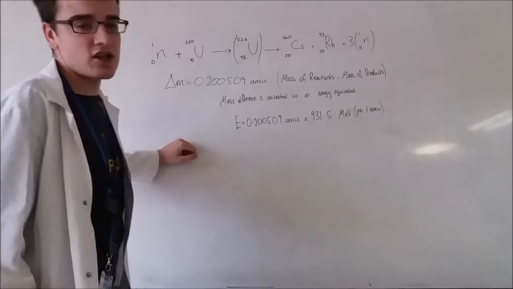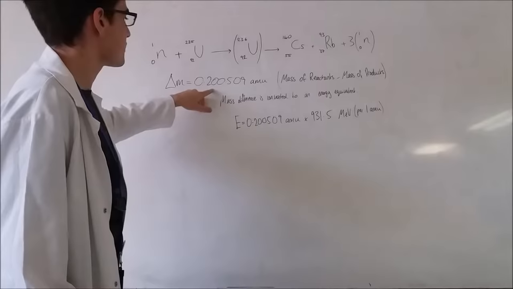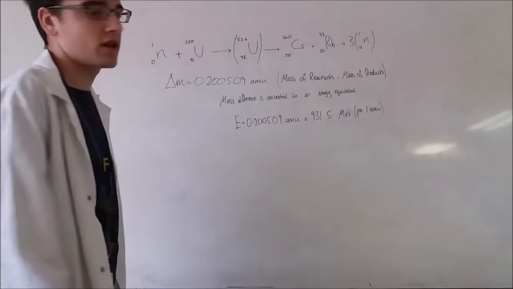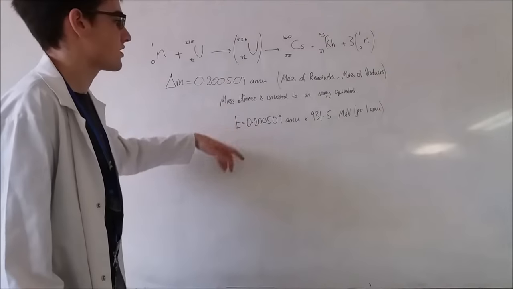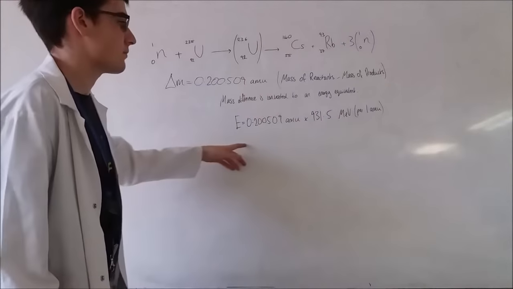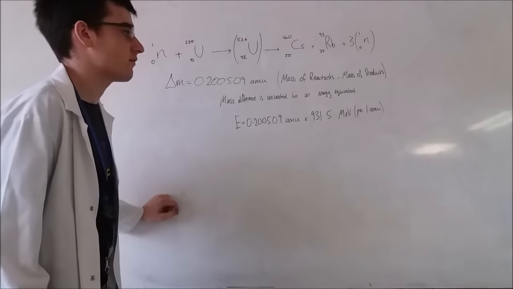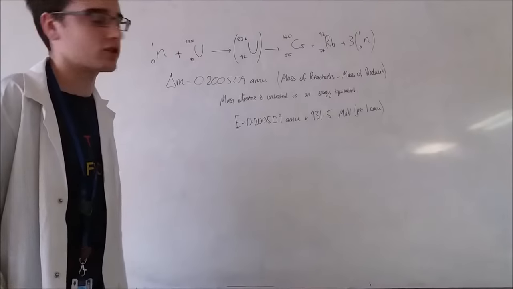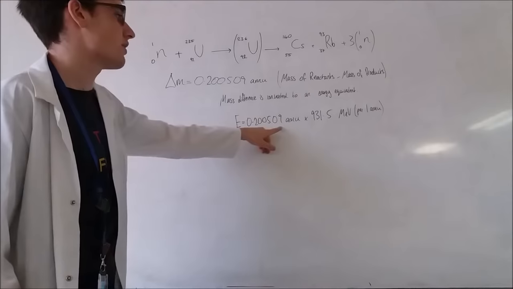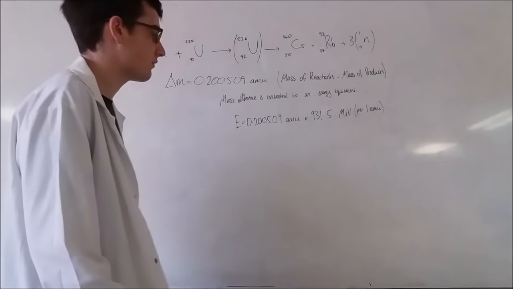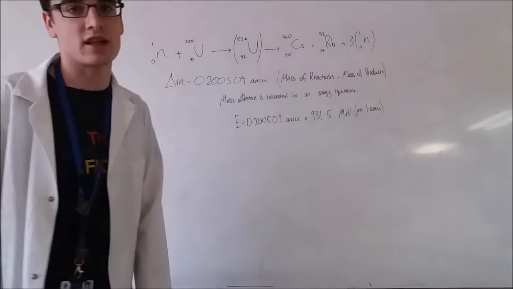So, we can work out how much energy is released from this reaction by looking at the mass defect. This turns out to be 0.20509 atomic mass units. This is just the mass of reactants minus the mass of the products. The mass difference is converted to an energy equivalent by E equals mc squared, and one atomic mass unit equals 931.5 million electron volts. This equals 0.20509 atomic mass units times 931.5, which equals 186.8 million electron volts, the energy released in a reaction.